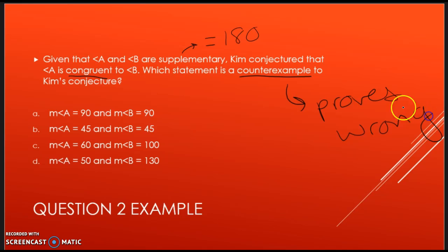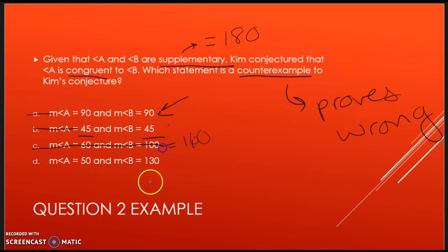So we need two angles that might be supplementary, but are not congruent. Well, here's two angles, 90 and 90. They add up to 180, so they're supplementary, but they are congruent, so that doesn't prove her wrong. Then there's angle A and angle B, which are congruent, but they're not supplementary. They're complementary. They add up to 90. That doesn't help us. A is 60 and B is 100. Well, those add up to 160, so they're not even supplementary, so that's not going to help us at all.